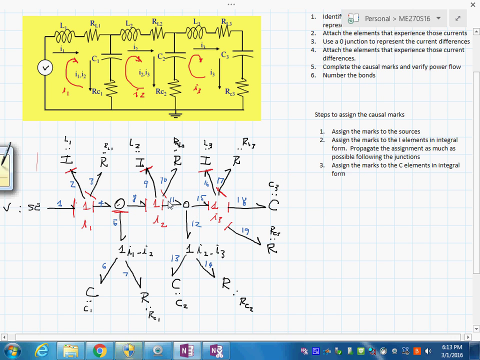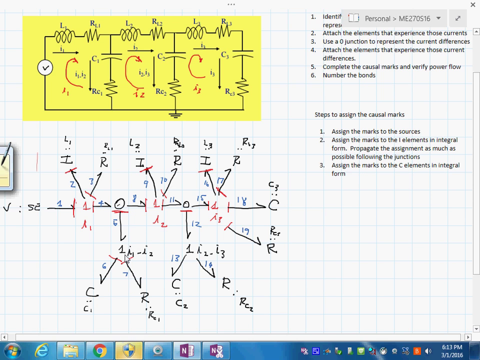And then you could say assign the integral form. Then you could say expand the assignment as much as possible.